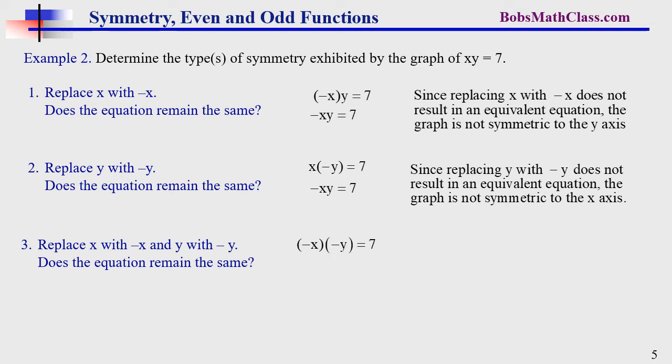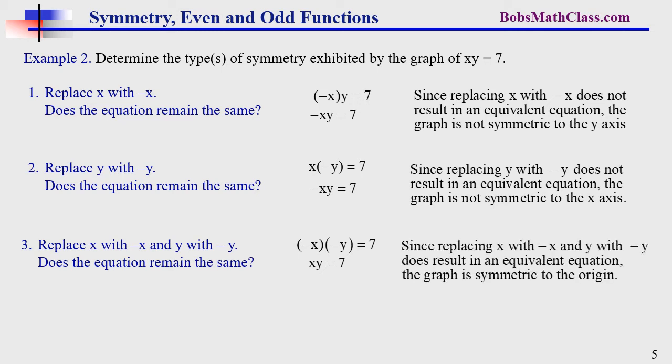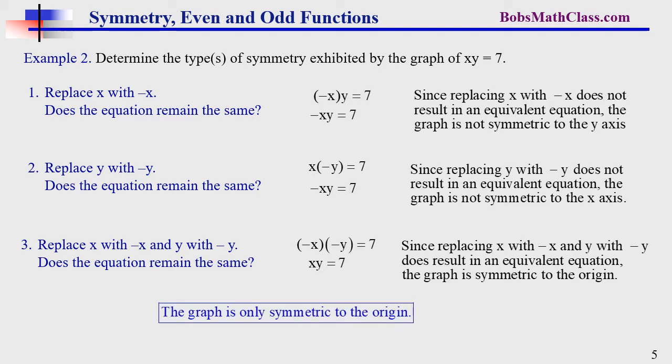Negative x times negative y. What happens to the 2 negatives? Right. We get a positive. Is that the same? Yes. This one is symmetric to the origin. So only symmetric to the origin.